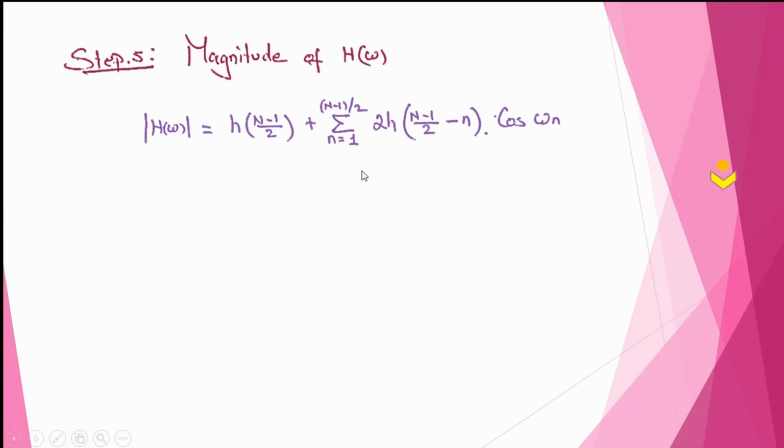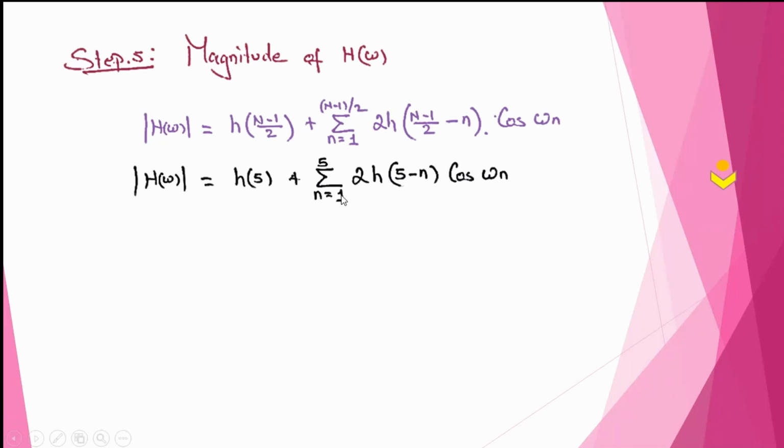So here we substitute the value of N. What is that N value? 11. If we substitute 11, we get the simplified expression. Now we expand this with limits from 1 to 5. Suppose we substitute 1 here, what do we get? 5 minus 1, so we get 4: 2 into H(4).